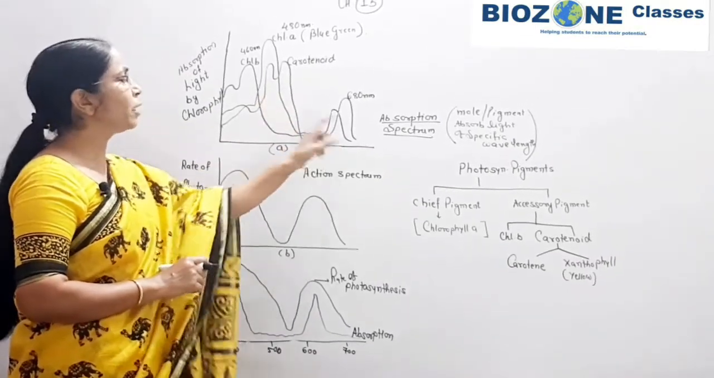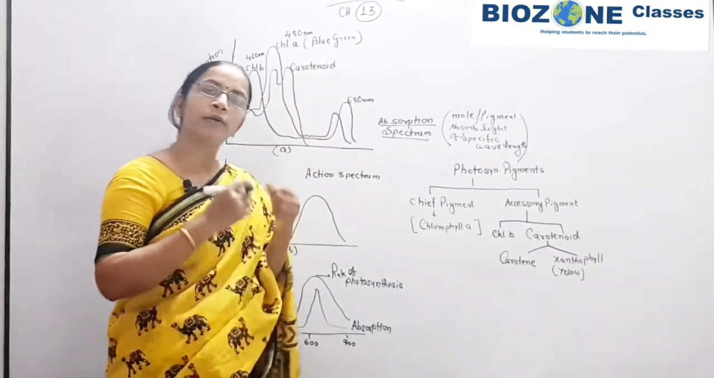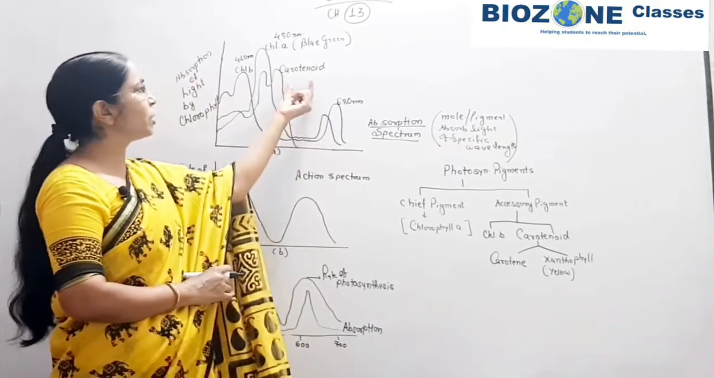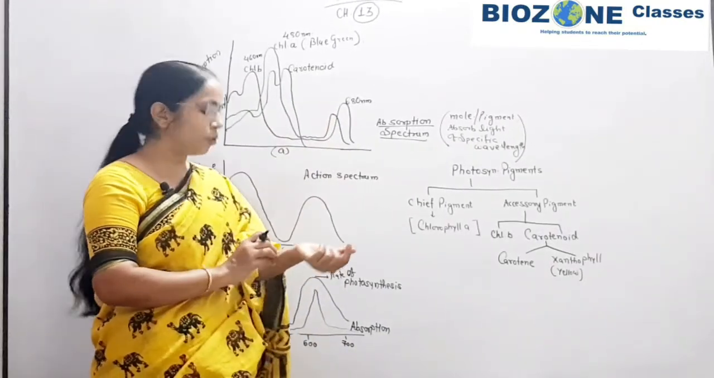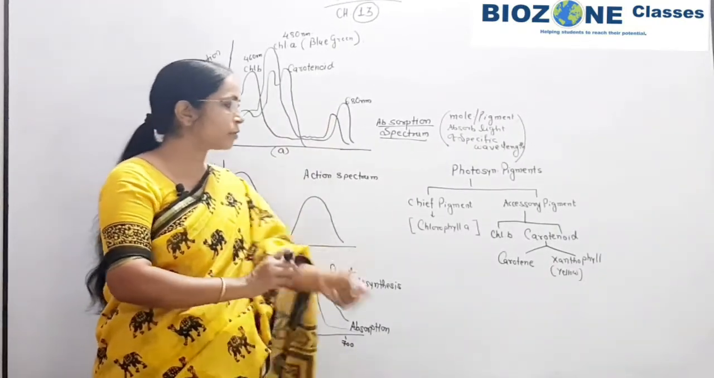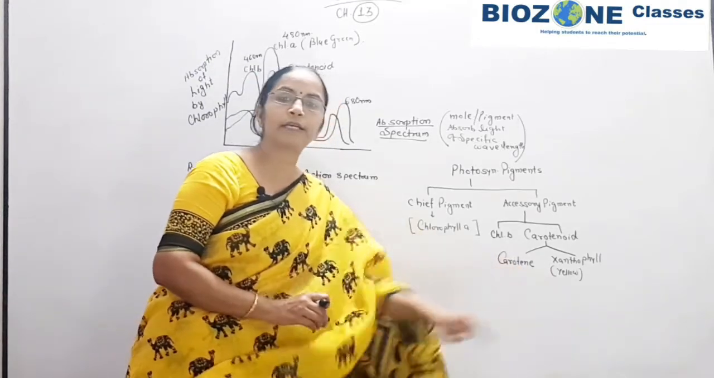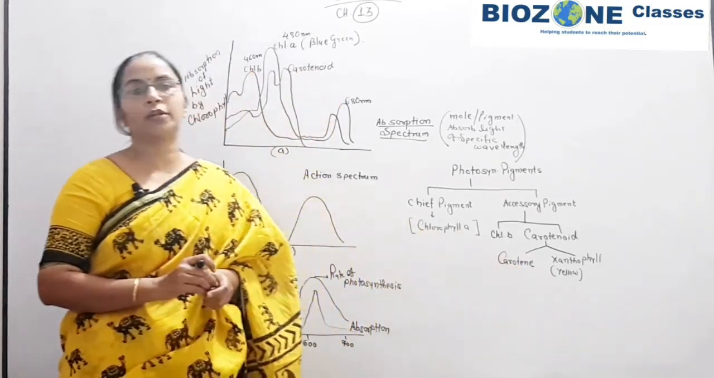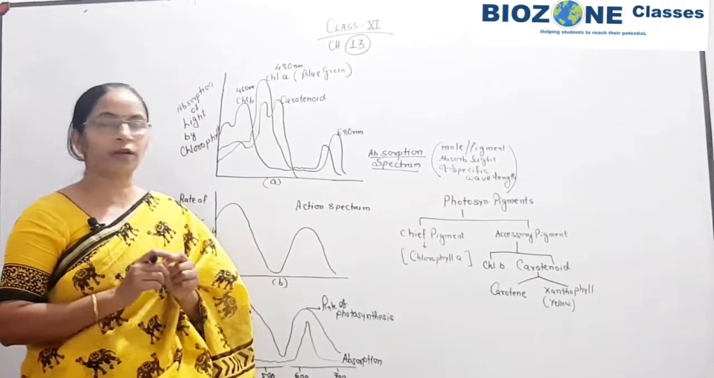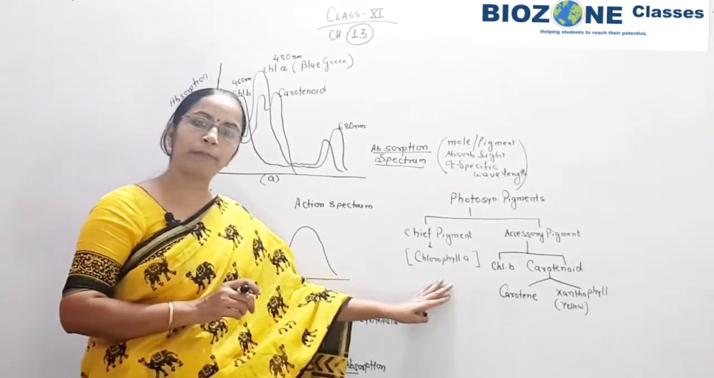These two-peak graph is of yellow color because though it is mentioned for carotenoid, you remember the carotenoid here is representing the xanthophyll. So these pigments you remember very well.